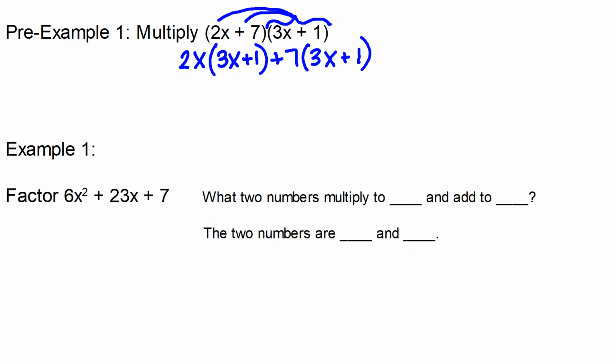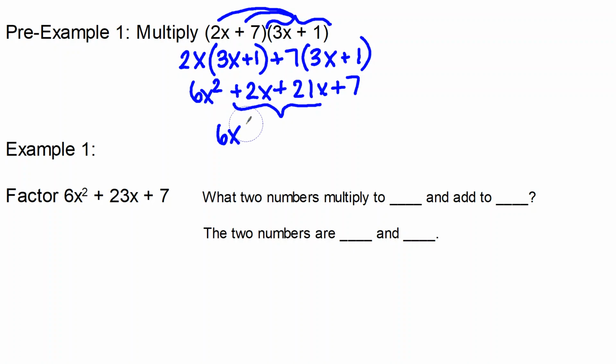So normally we skip that step and we just jump right into doing this distributing. And if we did that now, it would be 6x squared plus 2x plus 21x plus 7. And I do have those x terms in the middle, which I need to combine together. So my final answer for multiplying these two factors out would be 6x squared plus 23x plus 7.